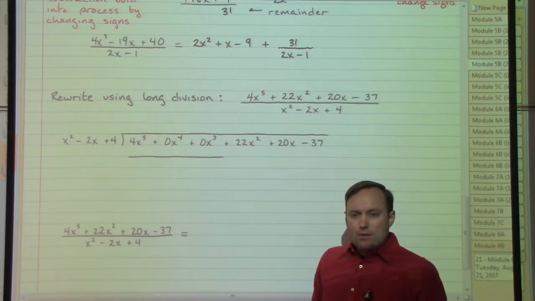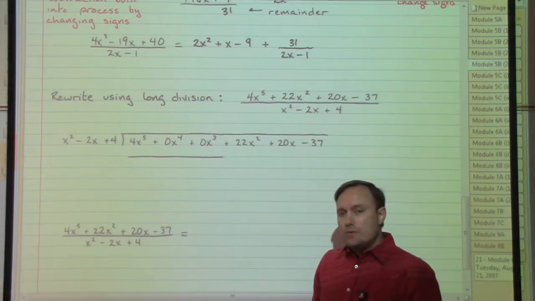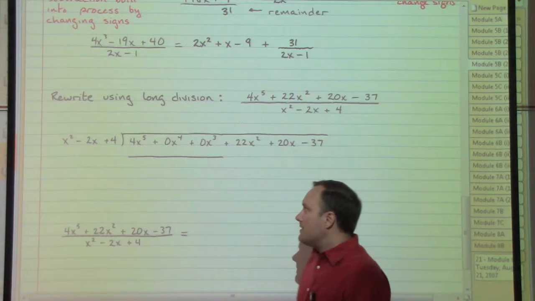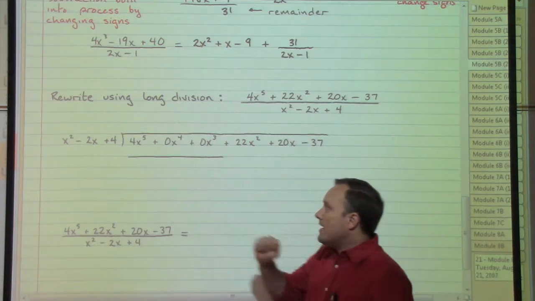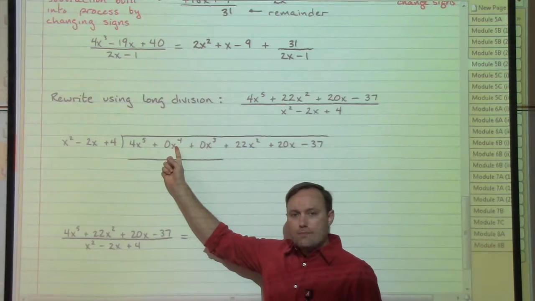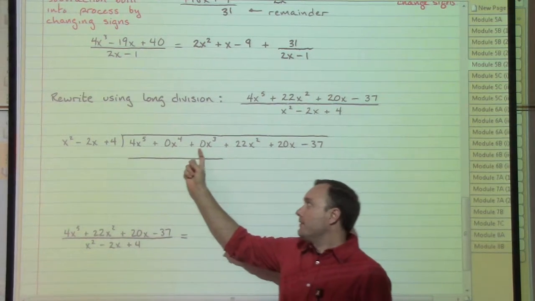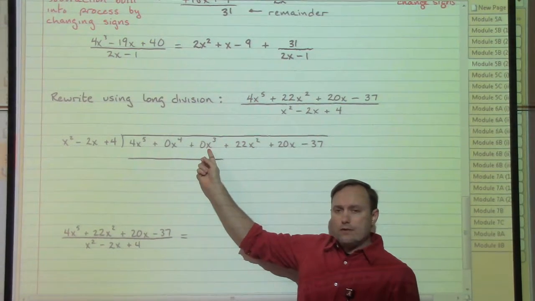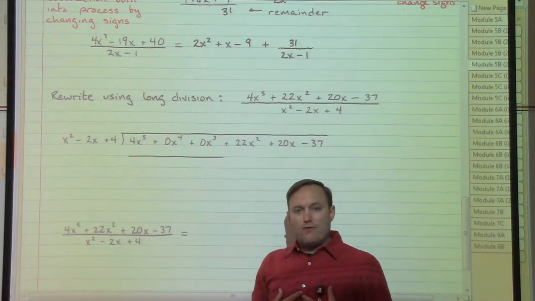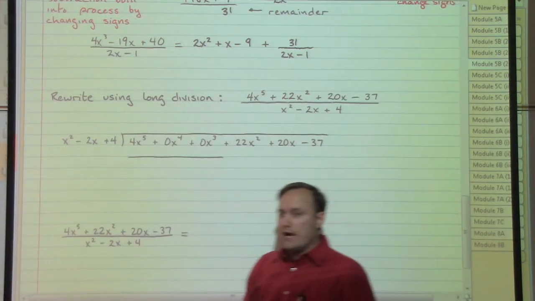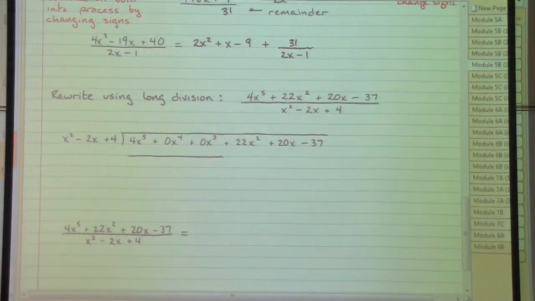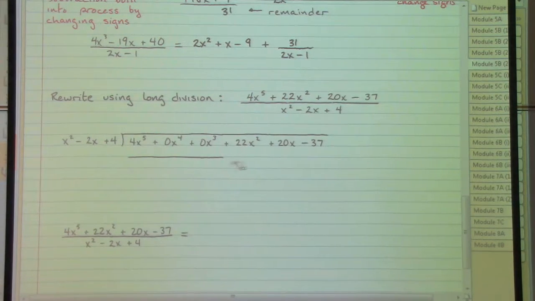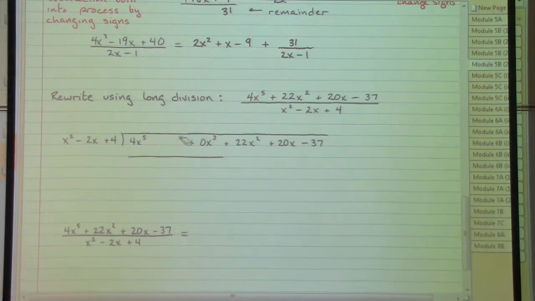I've already set up the long division problem. In doing so, I've recognized that my numerator has skipped over the x to the power of 4 term and the x to the power of 3 term. My personal preference is putting those placeholders in there. If you prefer instead to just leave blank spaces, then you would be leaving 2 spots blank.